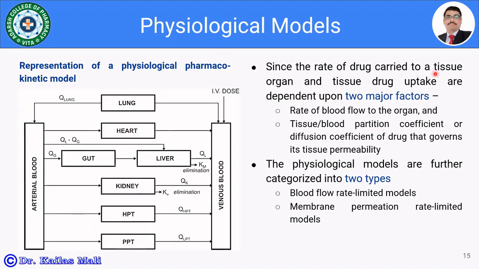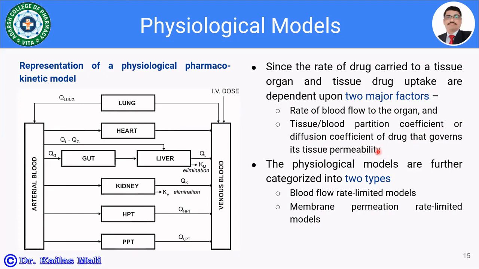The rate of drug carried to a tissue or organ, that is drug uptake, depends on two major factors: how the drug is going to be taken up by the various tissues or organs depends on various parameters. Already we have discussed under distribution: the rate of blood flow to the organ, at what rate the blood is flowing towards the organ, and the permeability of the drug, that is the tissue blood partition coefficient or diffusion coefficient of the drug that governs tissue permeability. So these two are the important parameters which need to be considered while building the physiological models.